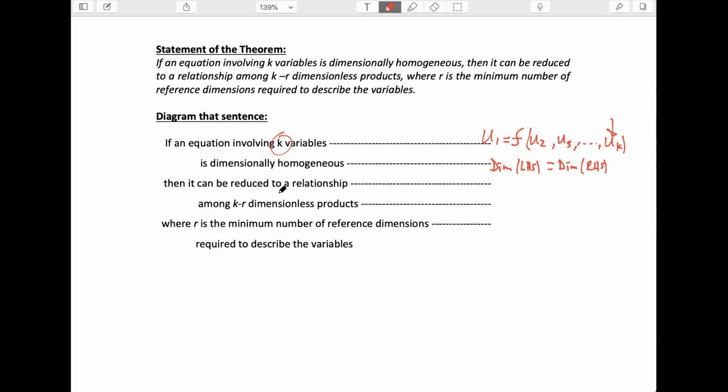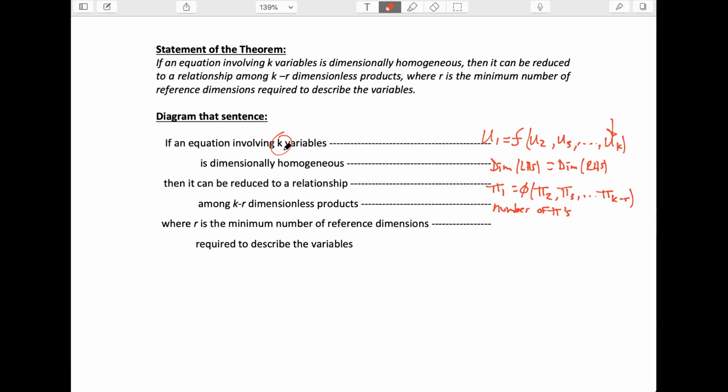But if that's the case, then we can reduce it to a new relationship, and that new relationship is going to look like pi1 is equal to some new function. Instead of calling it f, we're going to call the function phi, and it's a function of pi2, pi3, and so on, all the way out to pi sub k minus r. So that kind of gets us the second line here. Among k minus r dimensionless products, that's the number of pi terms. And this pi has nothing to do with 3.14, by the way. It's just another variable that, for whatever reason, is the one we like to use.